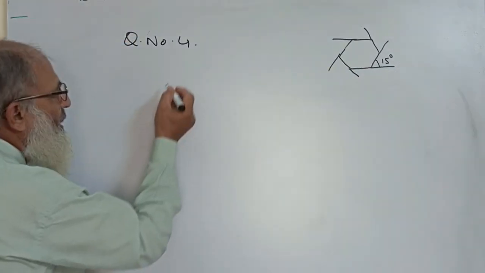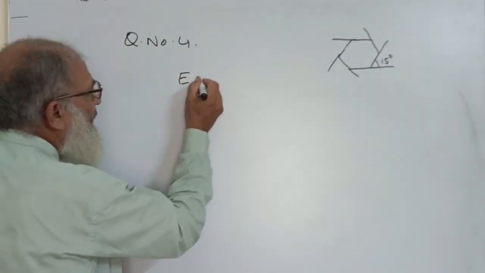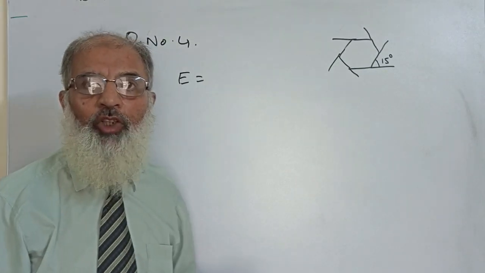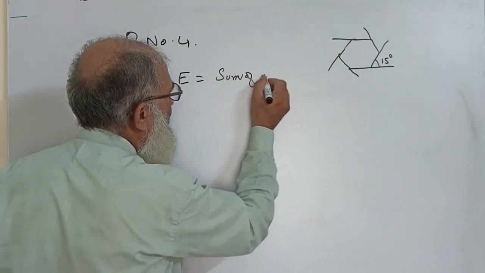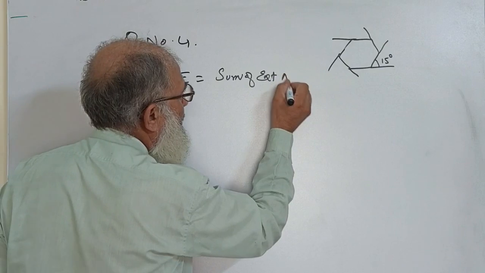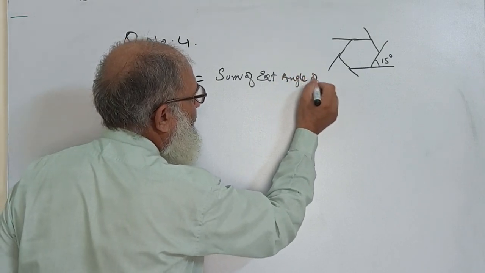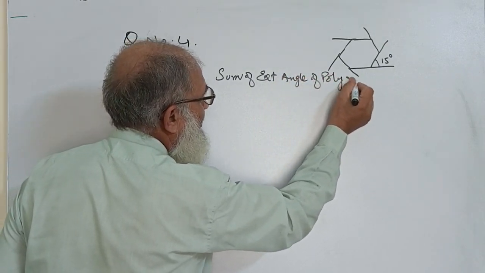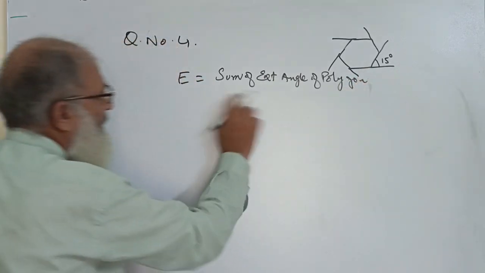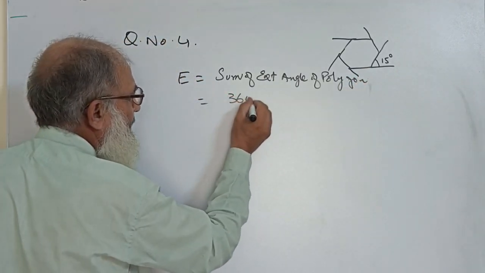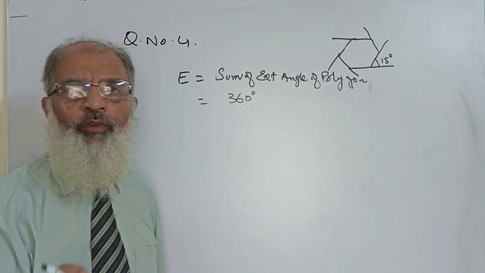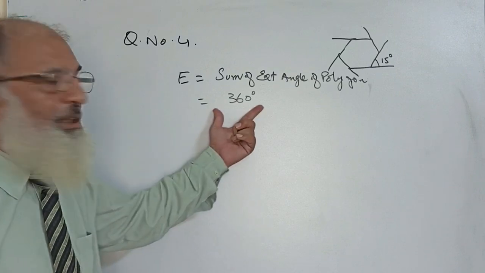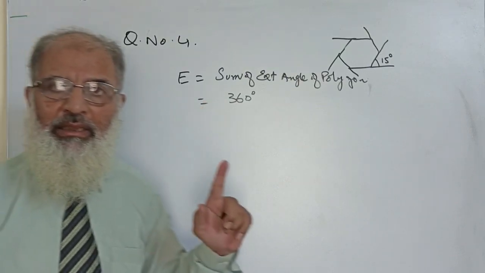Now we have already proved that E, the sum of the exterior angles of the polygon, is equal to 360 degrees in each and every case. Whatsoever the polygon is, E remains 360.